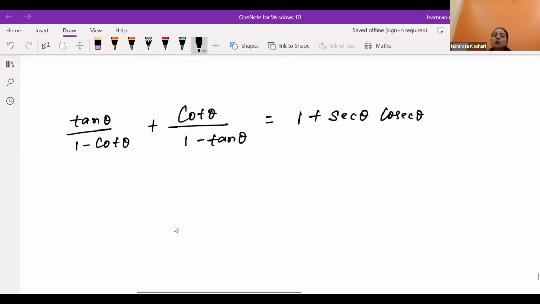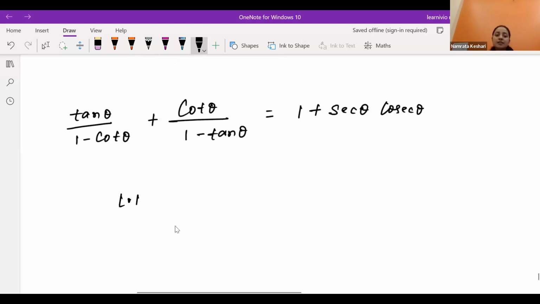Now once you pick left hand side, you can see tan is there, cot is there, and when we are not getting anything, we will be converting tan in terms of sine and cos. We will be converting cot in terms of sine and cos. Let's do it. And then we will keep on doing the simplification, whatever will come in our way.